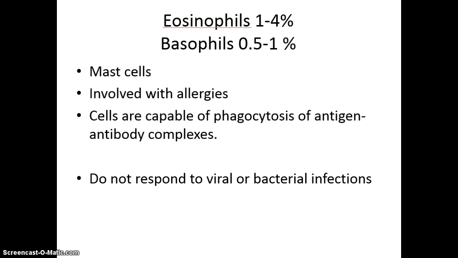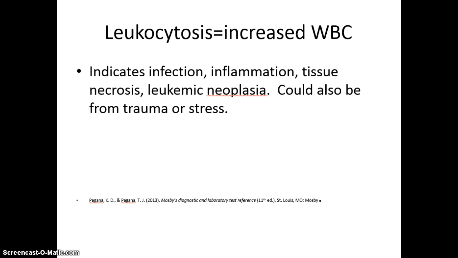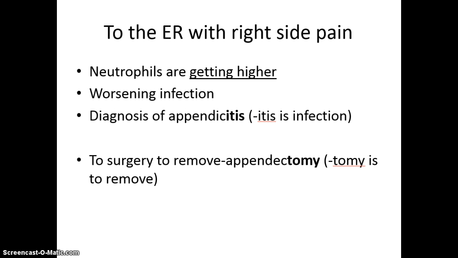The last component of our differential is the eosinophils, which look at parasitic infections, and then our basophils tend to have more to do with some of our allergy type of things. So as we look at an increased white blood cell, it might be talked about or called a leukocytosis, and besides infection, it can also help indicate some inflammation, tissue necrosis, or even like a leukemia. And so we need to kind of evaluate what else is going on within the body that might be causing the leukocytosis.